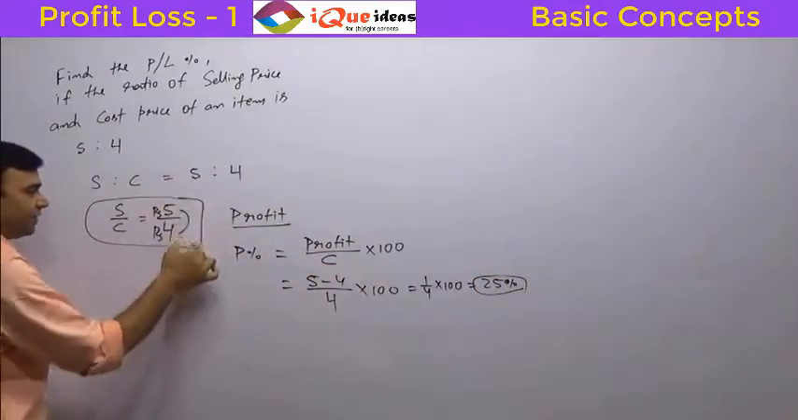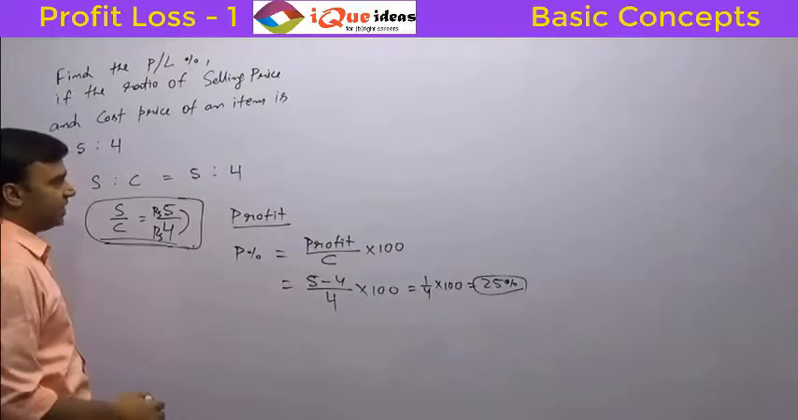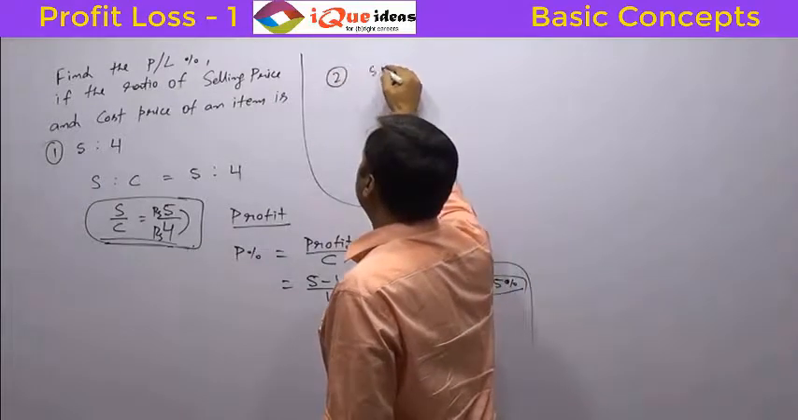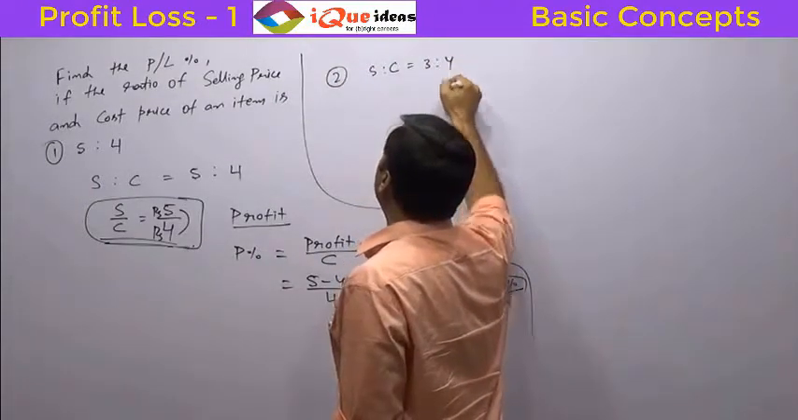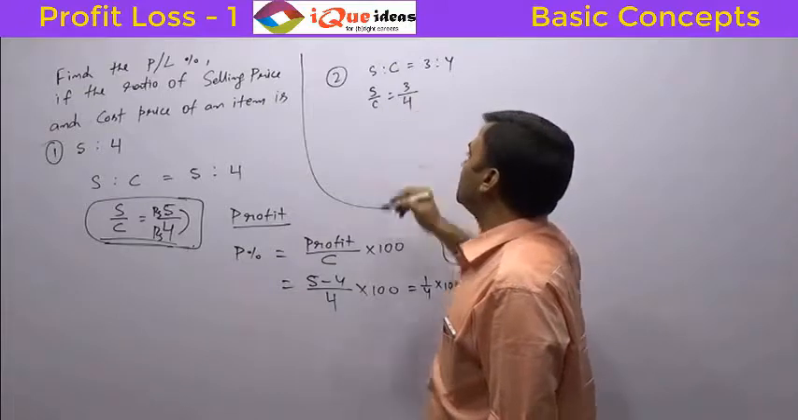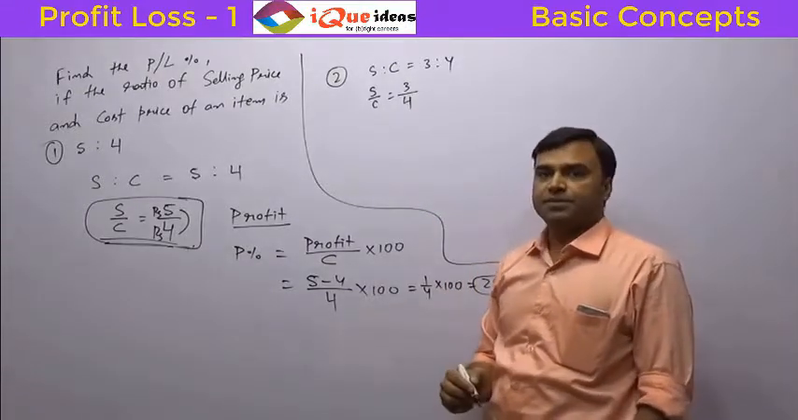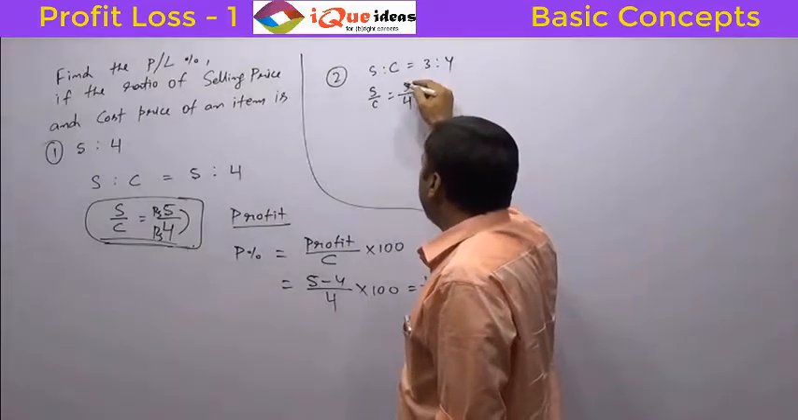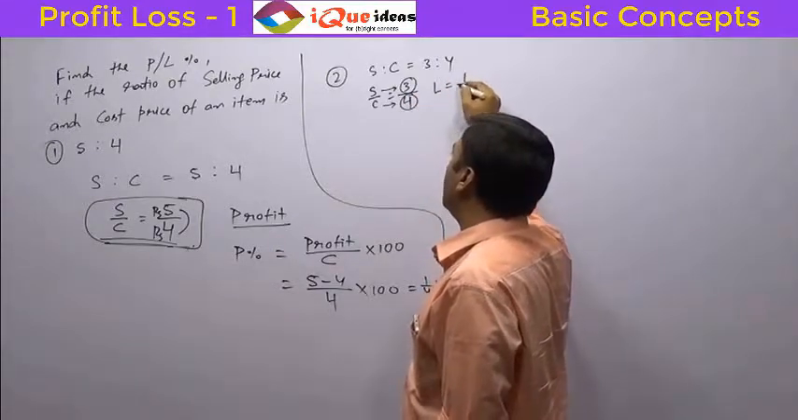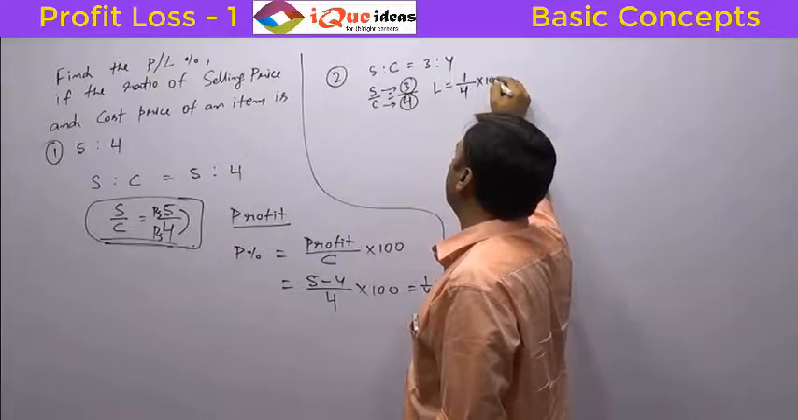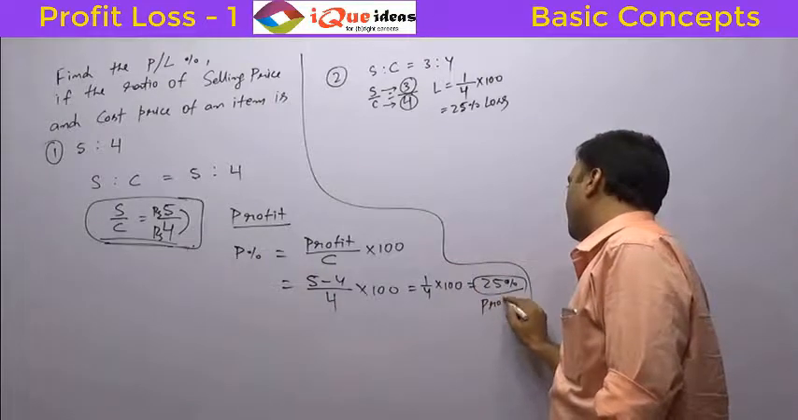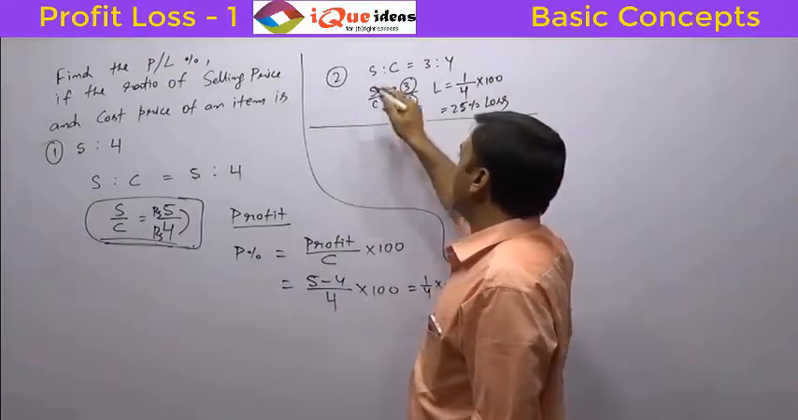So if you get the ratio of selling price and cost price, you can directly calculate profit or loss percentage. Let me take some more cases. If I take the second case, if selling price to cost price is given as 3:4, what does it mean? The value corresponding to selling price is less, the value corresponding to cost price is more. So there is obviously a loss. If I take selling price to be 3 rupees and cost price to be 4 rupees, there is a loss of 1 rupee over cost price, that is 4. So 1/4 into 100, which is 25% loss. In the earlier case, it was 25% profit. So from the ratio, you can directly find profit or loss percentage.